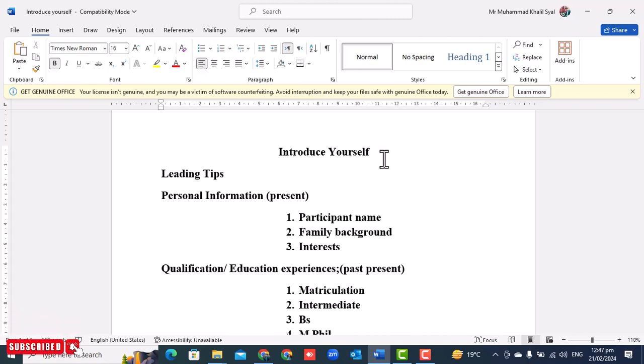And interest should be good. An interest is something we have in our mind to do in the future. We can say this is an interest.